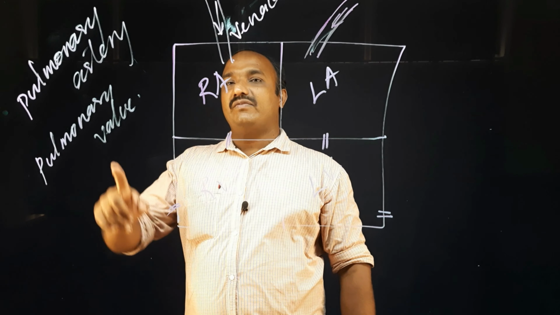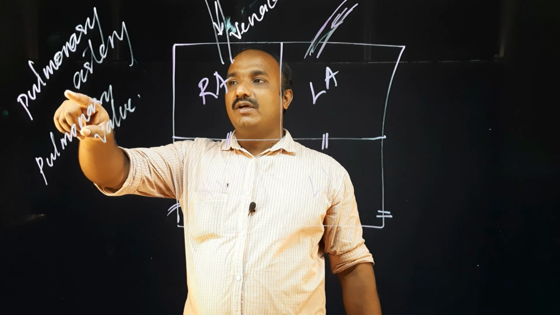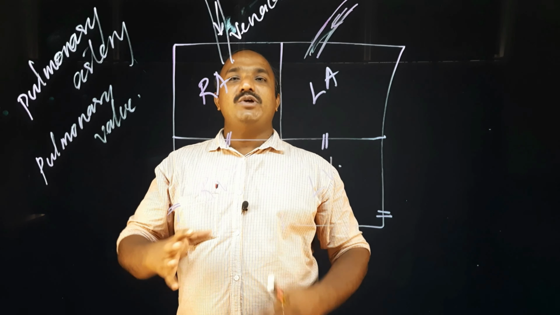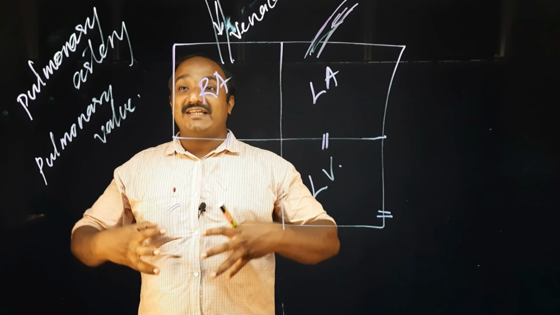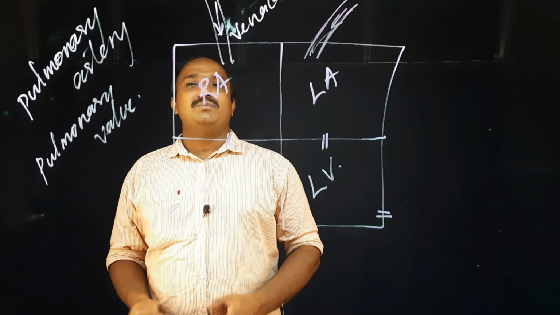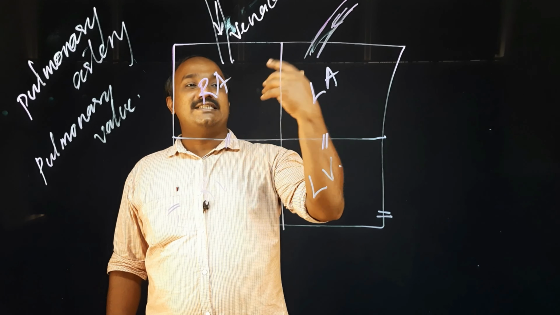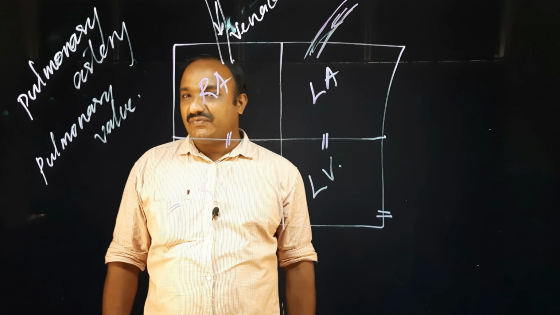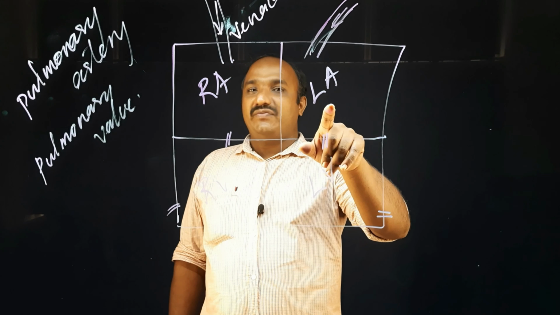Oxygenated blood is coming from where? From the lungs. Look, the pulmonary artery carried the impure blood for purification. Now it is ready in the lungs, after oxygenation. Then that pure blood from the lungs will reach the left atrium. Pure blood passes through the left side. Then it will reach the left atrium.